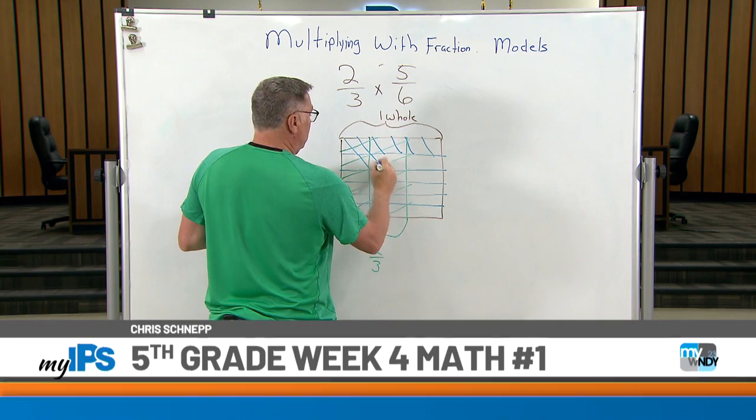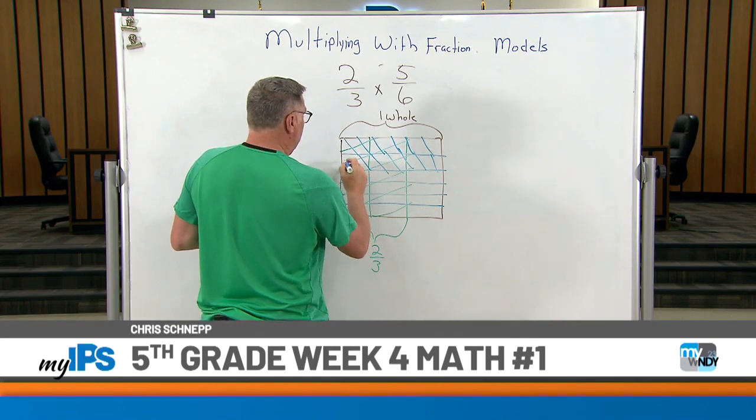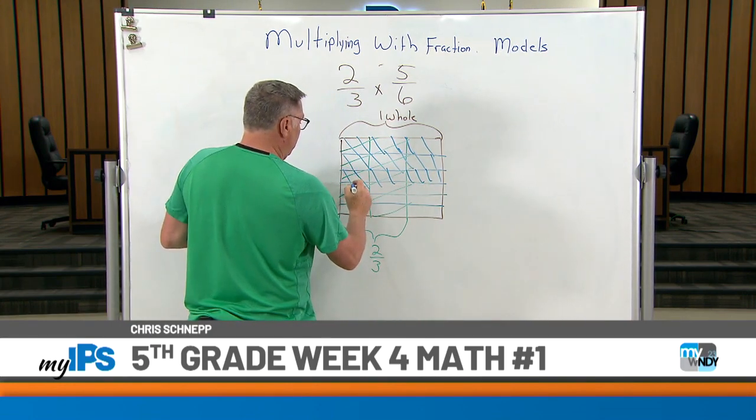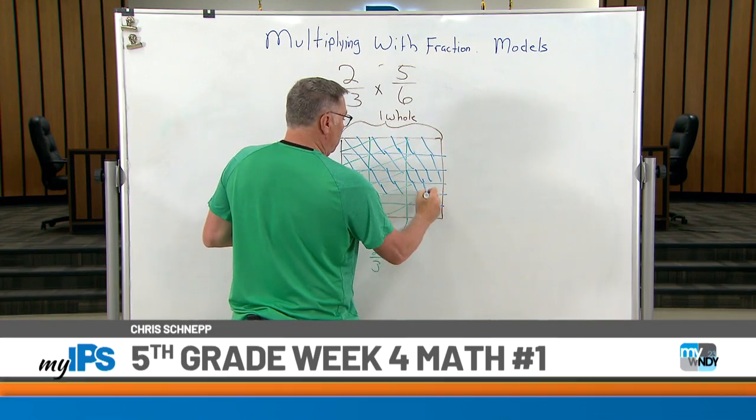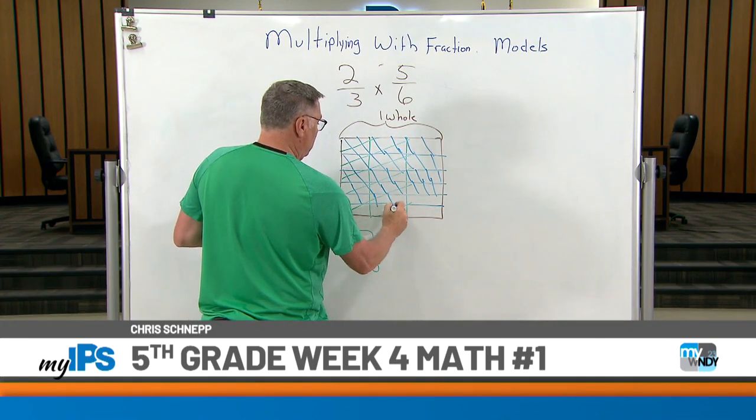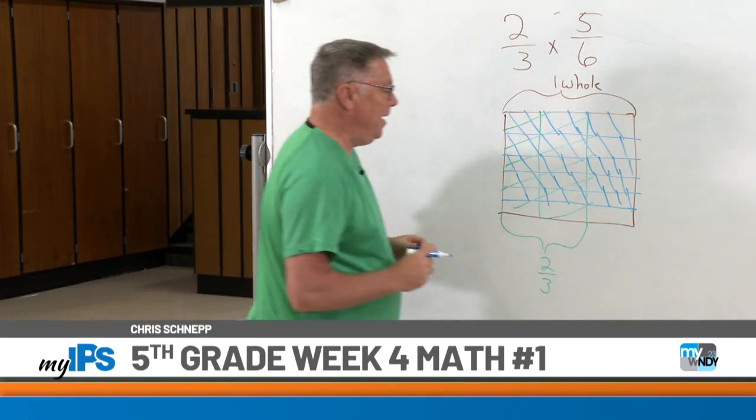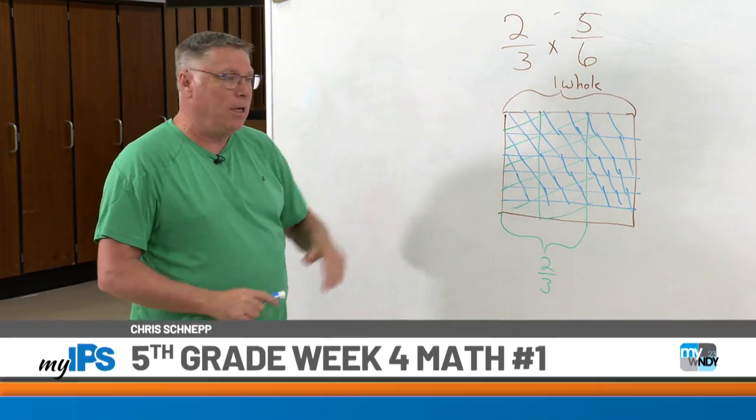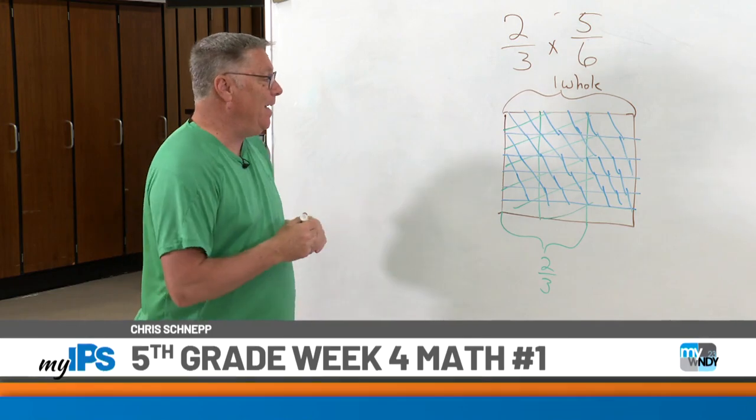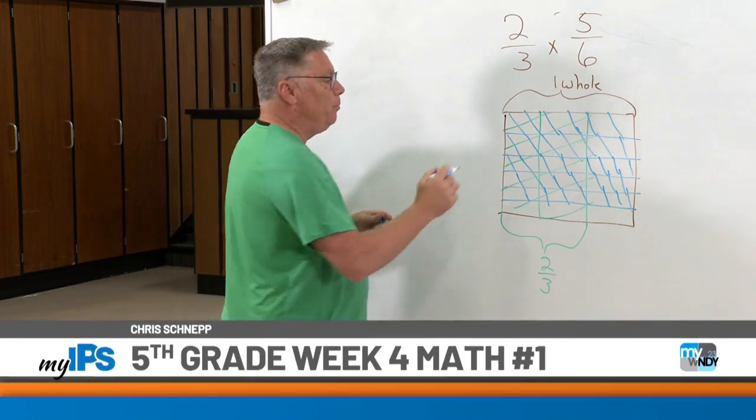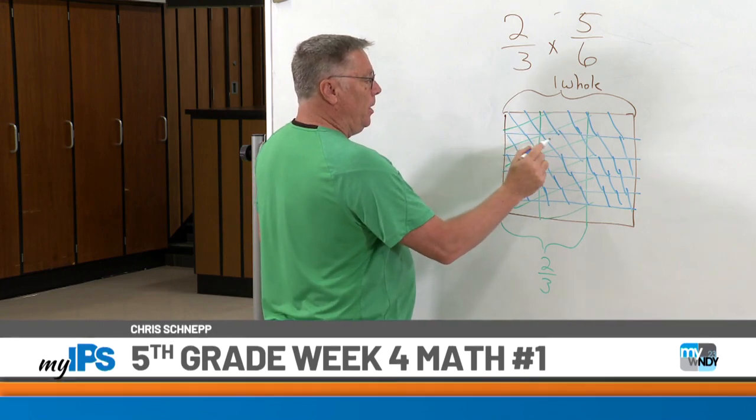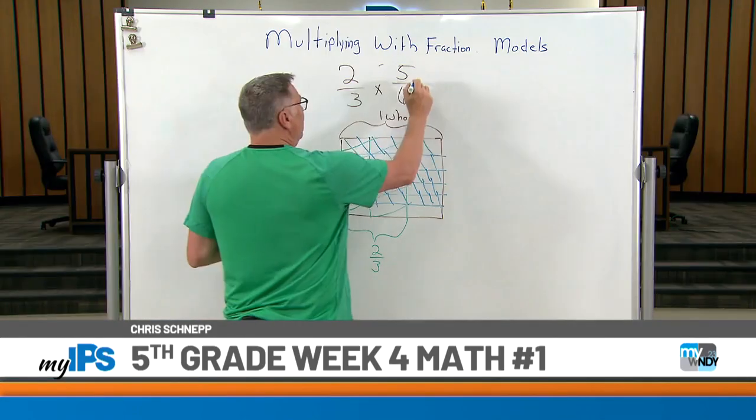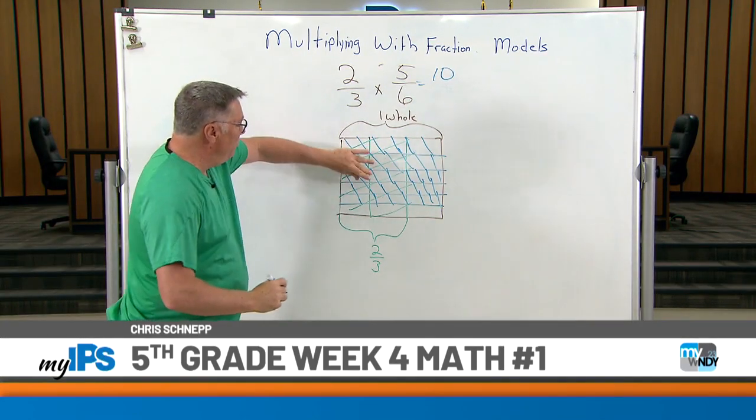Okay, so there's 1/6, 2/6, 3/6, 4/6, and 5/6. Okay, so once again, now I'm going to go back through and we're going to look for the boxes that have two colors in them. So we're looking for boxes that have both blue and green. 1, 2, 3, 4, 5, 6, 7, 8, 9, 10. So 10 boxes have both colors.